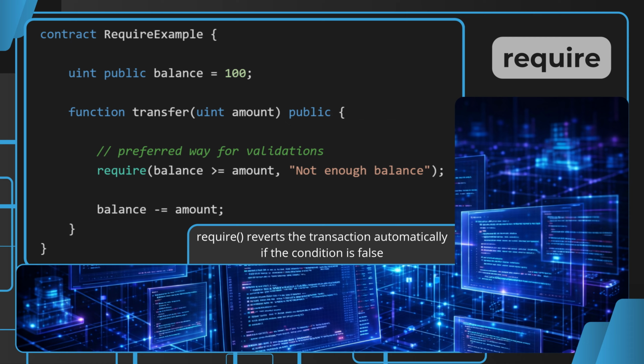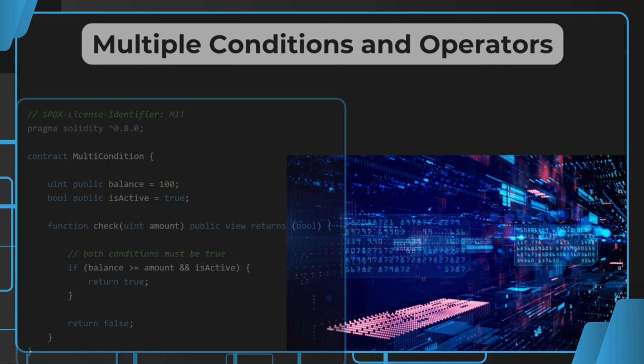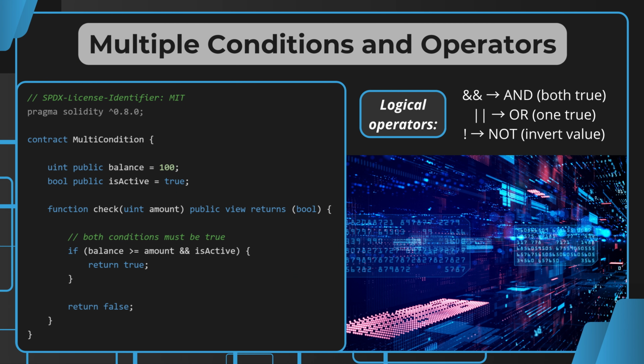You can also chain multiple conditions together. For example, you might want to check more than one thing before you allow the transfer. This example shows how you can check multiple conditions. Both conditions must be true for the first block to execute. When writing conditions, you'll often combine simple checks using logical operators. The main ones are and, or, and not. These operators allow you to combine multiple conditions into a single expression.